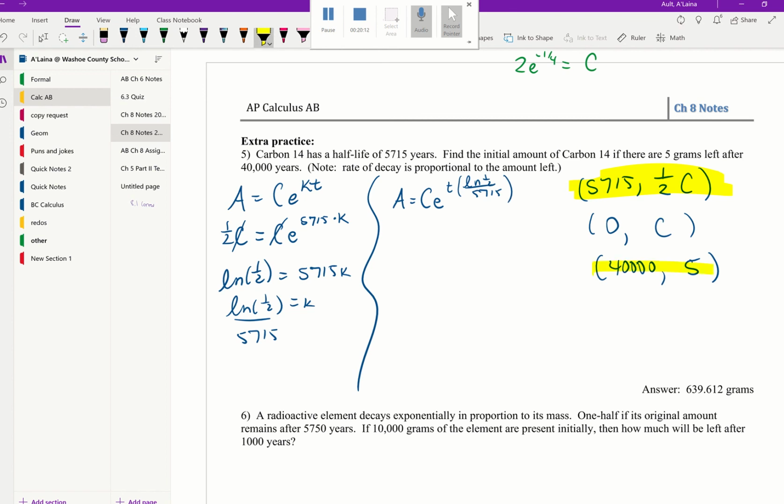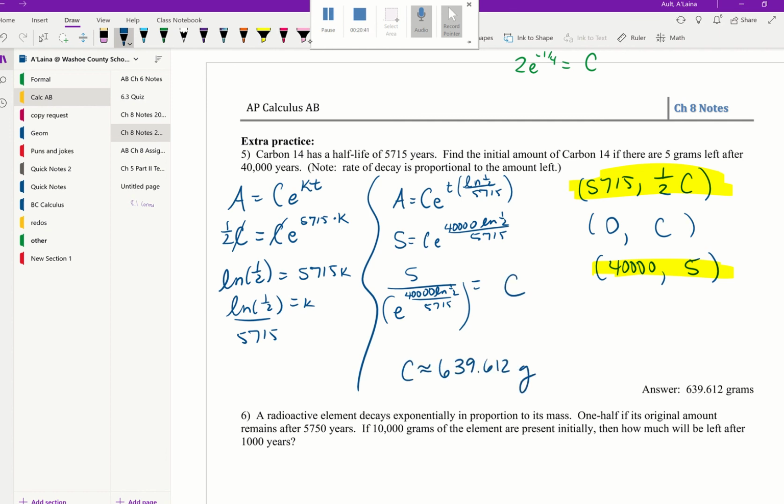And now I will use this ordered pair where the output is 5 and T is 40,000. Since I'm trying to find C, I will isolate C by dividing both sides by that entire exponential portion. Just be careful when you enter this. You might want to put some parentheses here. And it turns out C is around 639.612 grams.